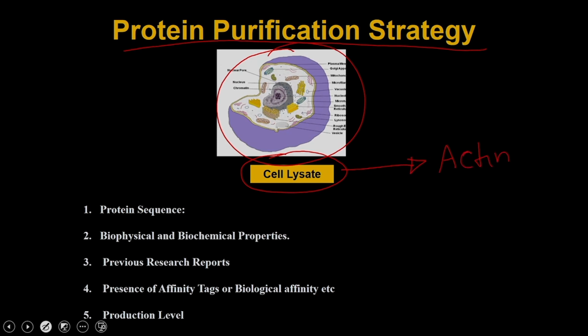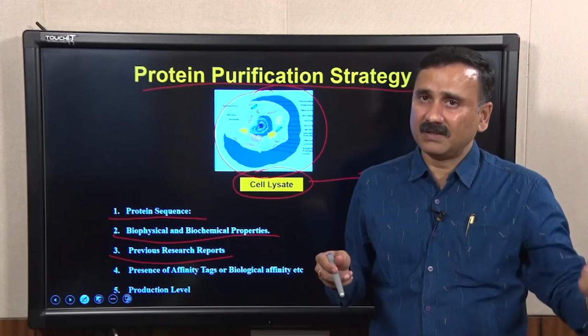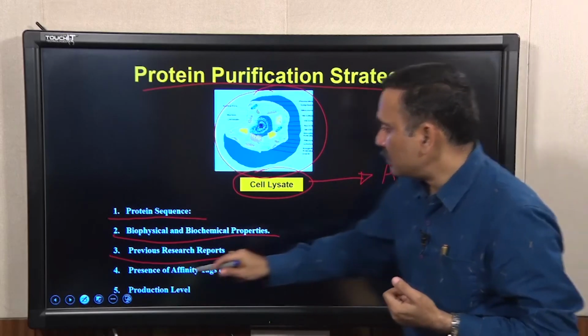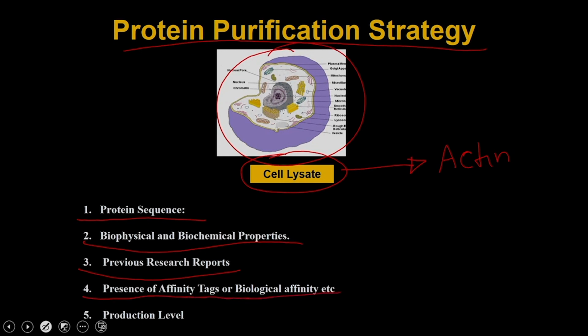Now, if I have to purify the actin, I should know the protein sequence, I should know the biophysical and biochemical properties, I should know how other people have purified the actin in previous research articles, and I should also know the affinity tag or the biological affinity of the actin towards a particular matrix, so that I can utilize that matrix in adsorption chromatography. And lastly, I should also know what kind of production level is required.